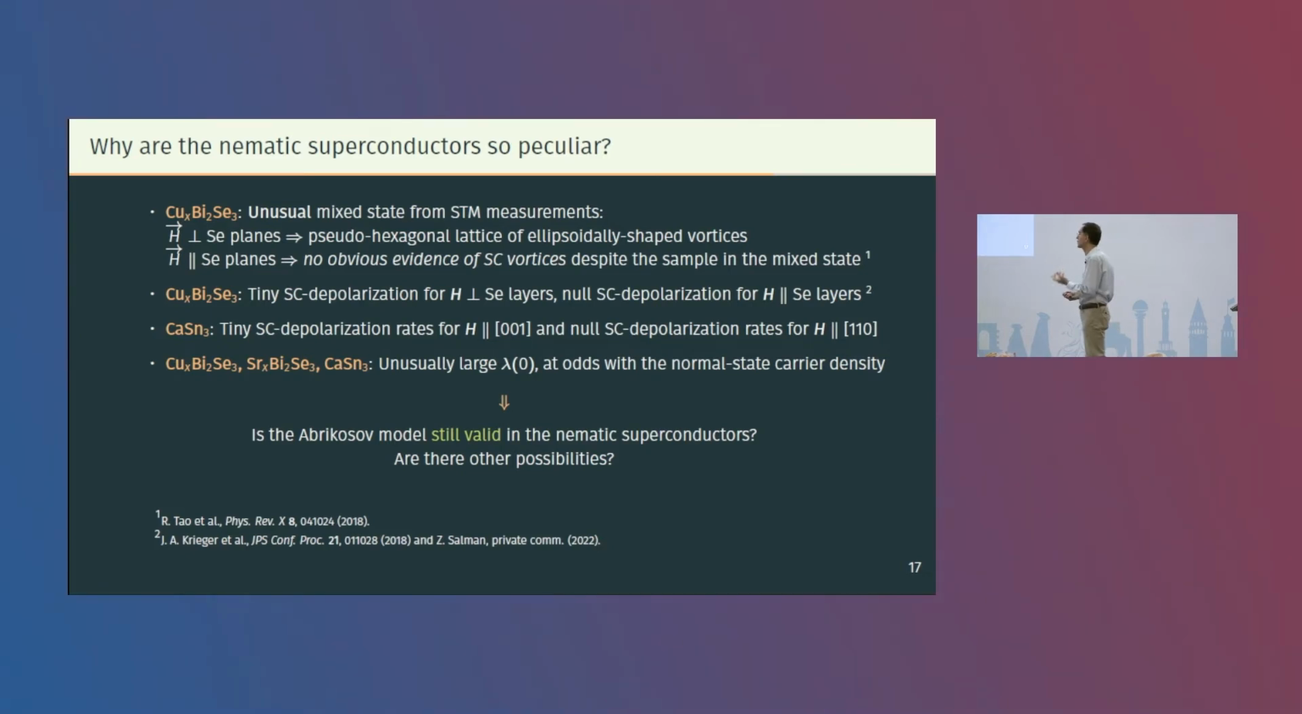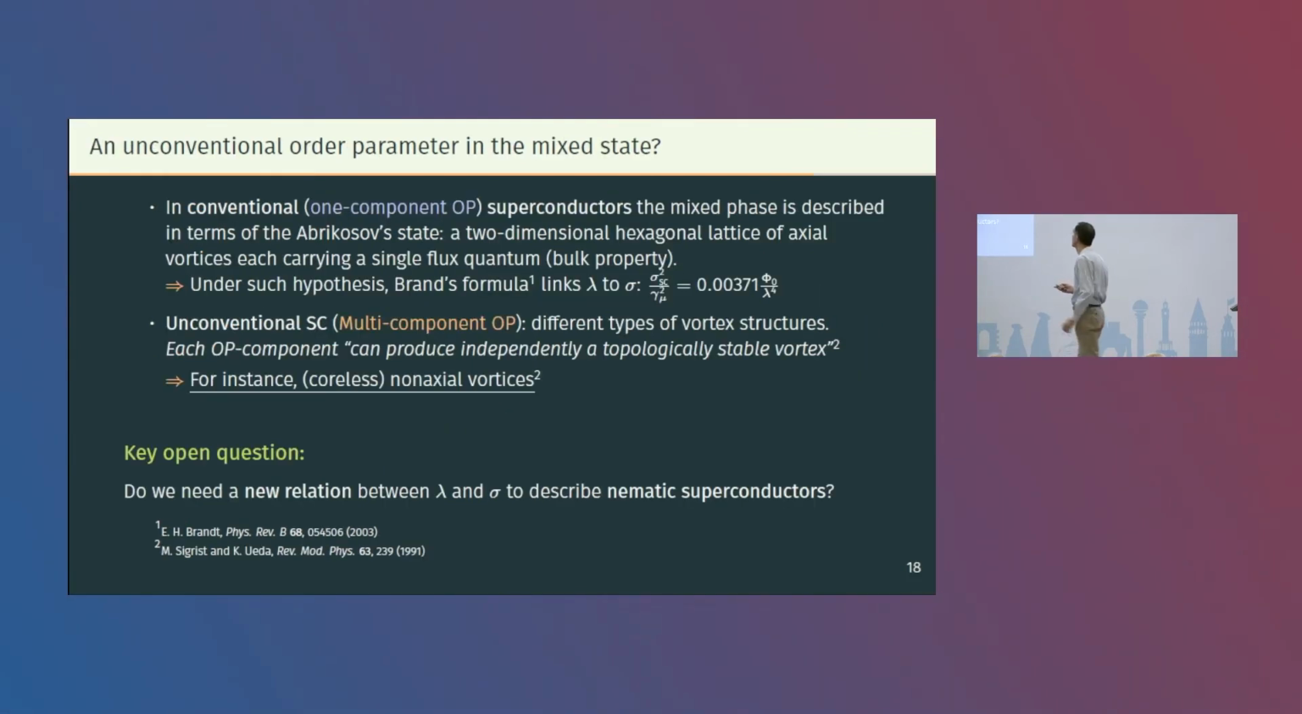Therefore, it comes naturally to ask: do these materials obey the standard Abrikosov model with this single peak and broad distribution? Yes or no? We are almost sure no. And the question is, are there other possibilities? Probably yes, and what? This is what we are going to see next.